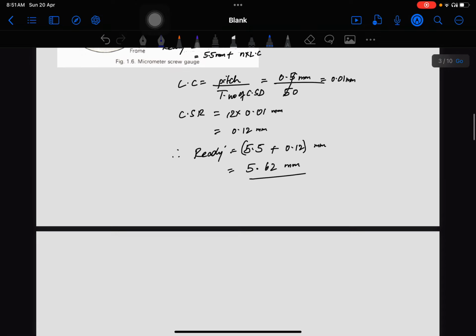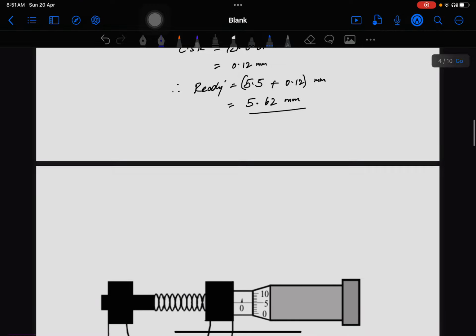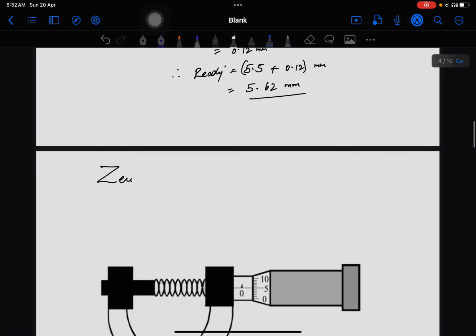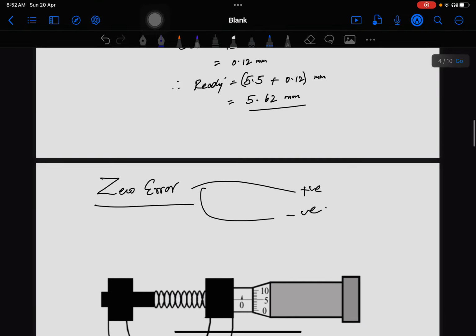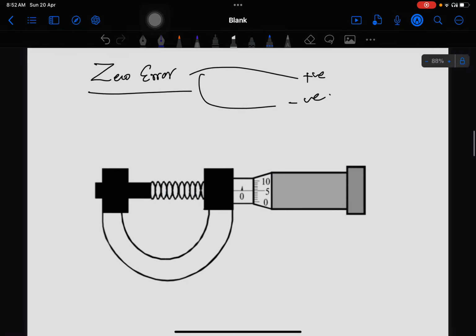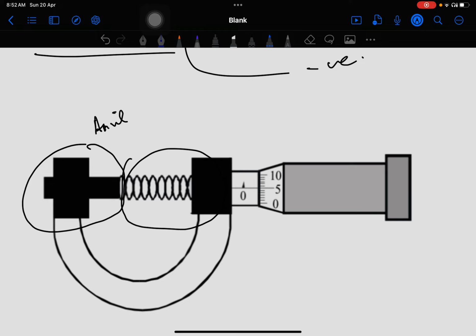So now let's move on to the zero error, right? As we have seen in the vernier caliper, the zero error is of two types. It could be a positive zero error, it could be a negative zero error. Now let's look at this particular diagram. So you can see that this is the anvil over here, and this is the lead screw over here. They both are in contact, right?